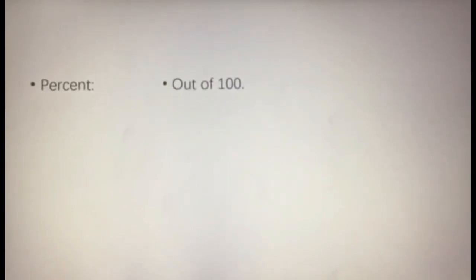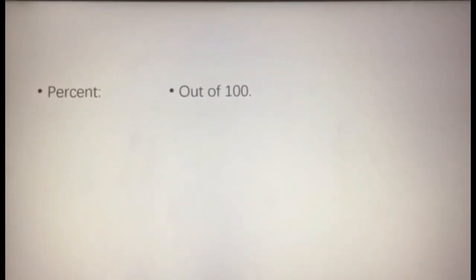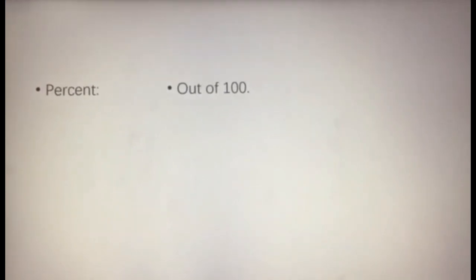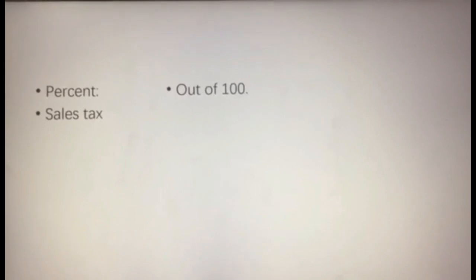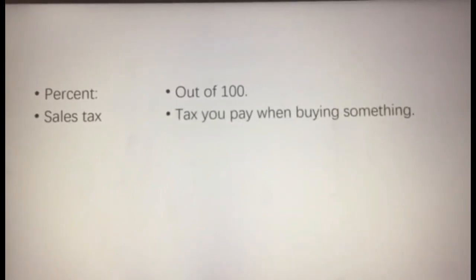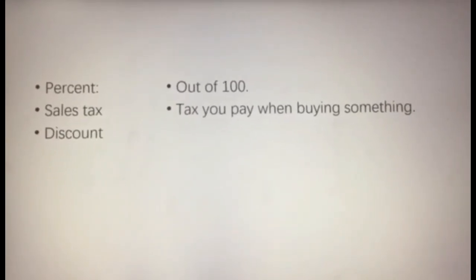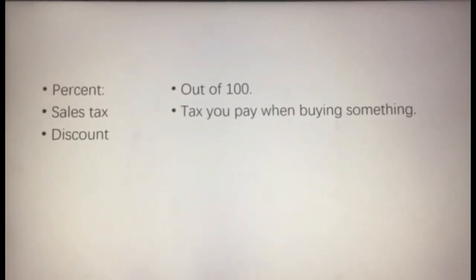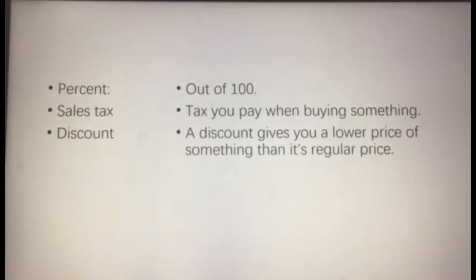Some vocabulary first. The first vocabulary word is percent. It means out of 100. It is another way to compare two numbers, and it means the same as a fraction with a denominator of 100. The next word, sales tax. It's a tax you pay when you buy something. Discount. If you have a discount, it means you pay less for something than its regular price. So you pay a lower price than the regular price.